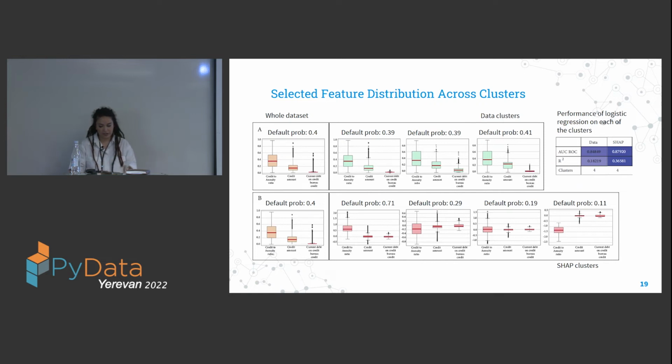And in the first cluster and last cluster, we can see that the features are high and low, and the default probabilities are 0.71 and 0.11, although in the clustering based on data only, the default probability was around 0.4, which is the default probability in the whole data set. So it means this clustering didn't give us basically much information.